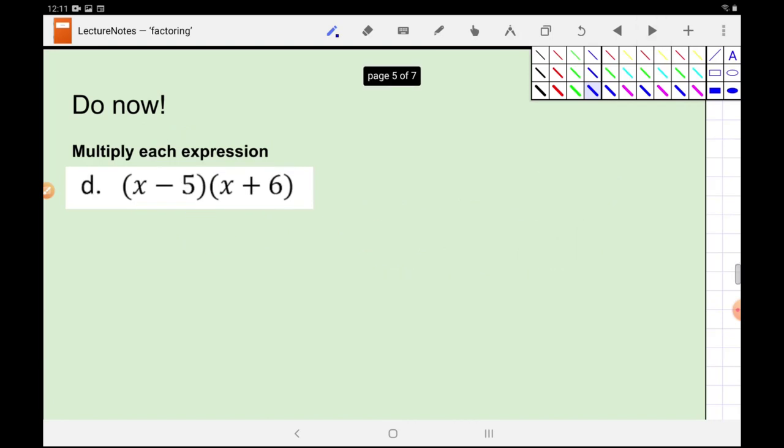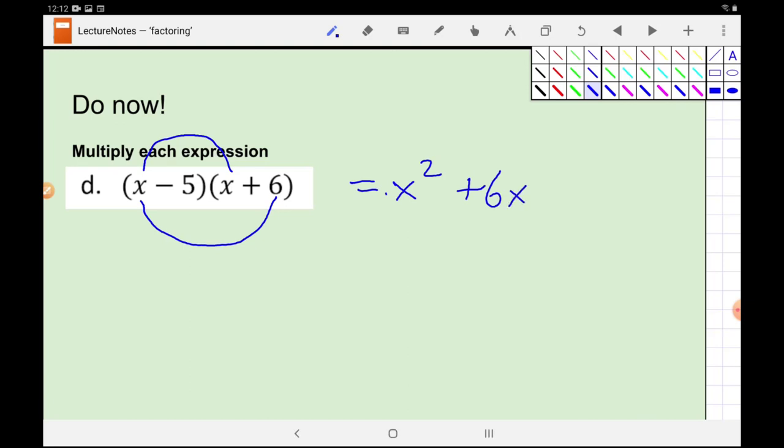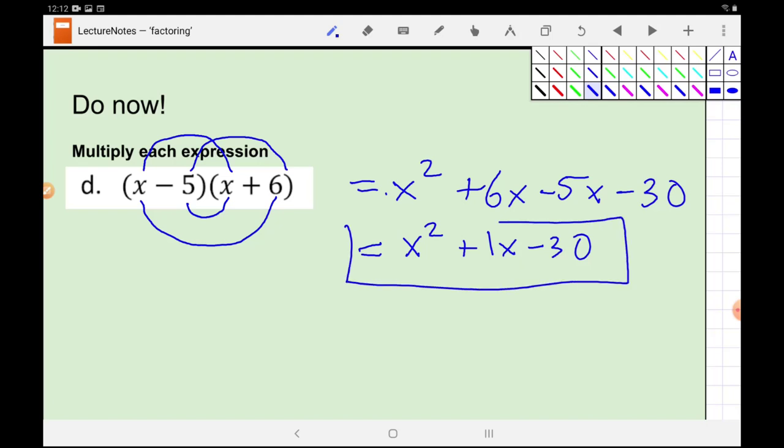And the last one, D, same method. First, which is x squared. Outers, 6 times x is just 6x. Inners, negative 5 times x is just negative 5x. And last would be negative 30. So simplifying this problem, I have x squared plus 1x, subtract 30. All right, done with our do nows.